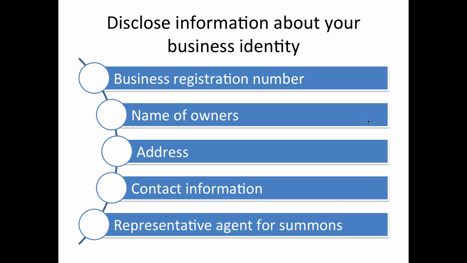However, ideally, there should be some element of transparency, like who's running the business. And usually we include this in our About Us sections, no? We include the address of the business, the contact information, and the representative agent for summons. There are two representative agents. The first representative agent is for any complaints that may arise from consumer transactions or for whatever product you're selling online.